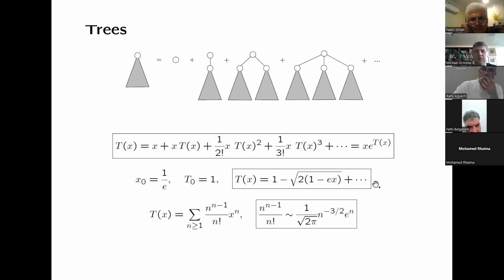Maybe I should be, I'm not sure if we speak of the same thing. So 1 over e is just the singularity, and this is just x divided by x0. So 1 over e is the singularity. If x equals 1 over e, then this gets 0 and you have a branch point, a quadratic branch point. Yes, you are absolutely right.